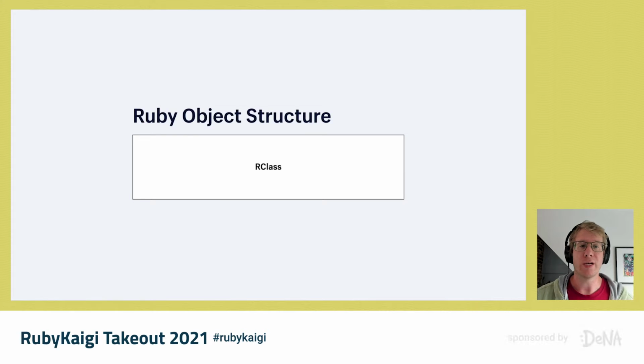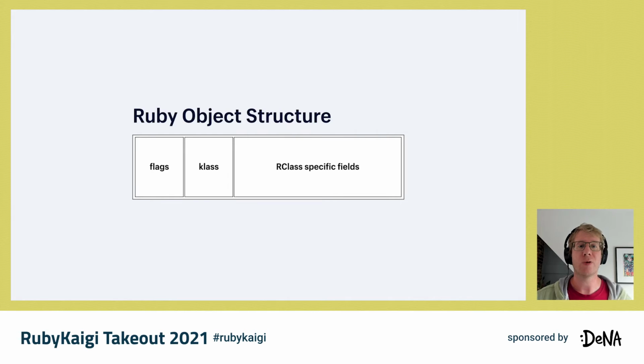Let's look more closely at one of the object types. The first 16 bytes of every type are always the same, an 8-byte field called flags, followed by an 8-byte class pointer. The remaining 24 bytes are different for every type. Our class objects store a pointer to an extension object here. Strings can store the actual string content, and so on.